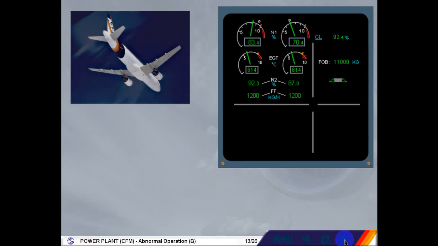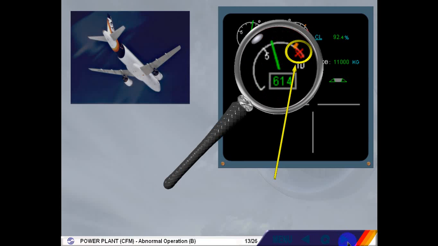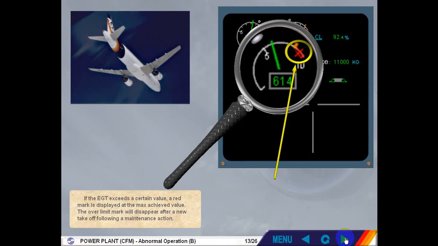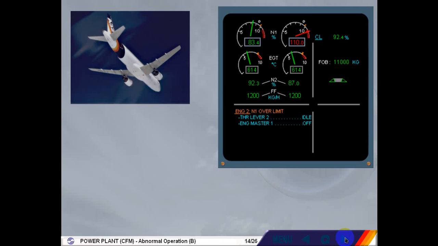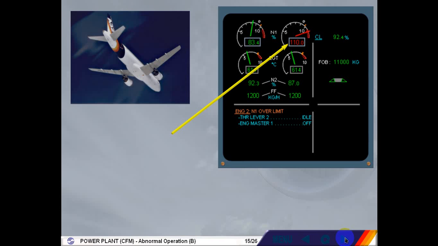If the EGT exceeds a certain value, a red mark is displayed at the max achieved value. The over-limit mark will disappear after a new takeoff, following a maintenance action. A similar indication will be displayed in case of N1 or N2 over-limit. Above the normal range, the needle turns amber and pulses amber, while the digital value remains steady green.